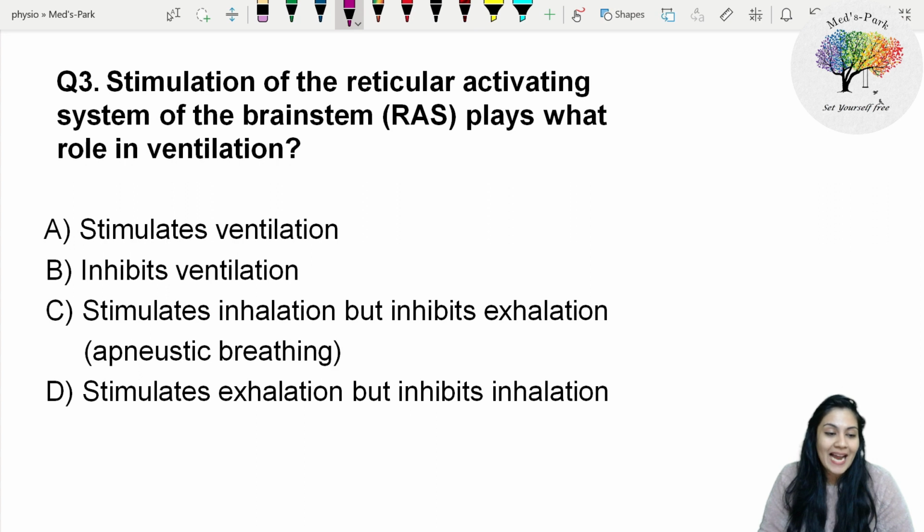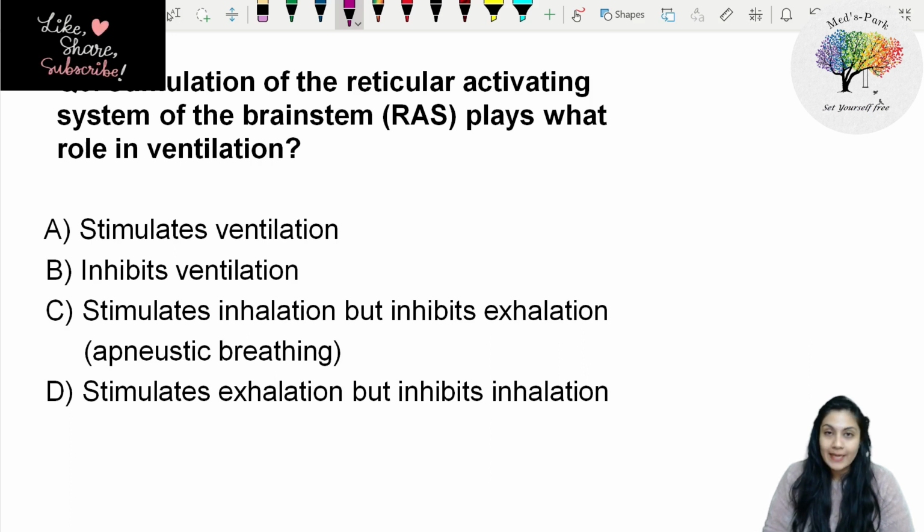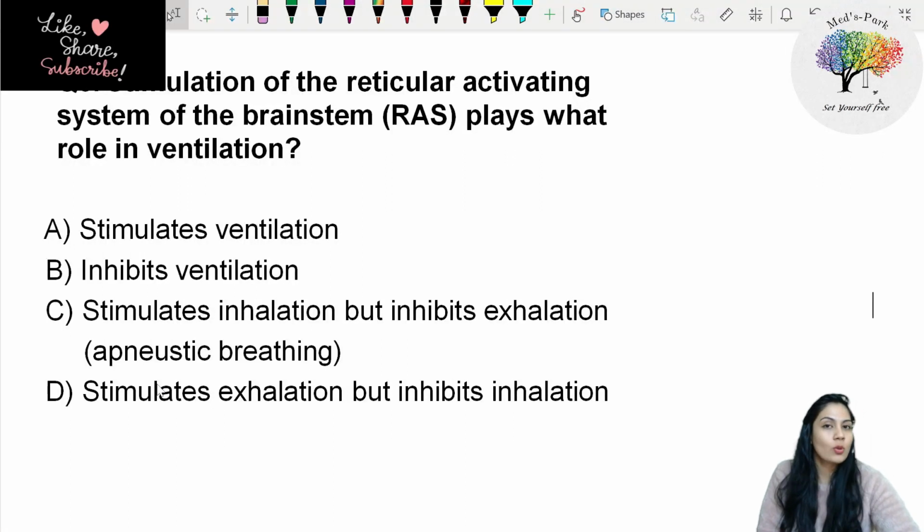Stimulation of the reticular activating system of the brainstem plays what role in ventilation? Stimulates ventilation, inhibits ventilation, stimulates inhalation but inhibits exhalation, that is apneustic breathing, or stimulates exhalation but inhibits inhalation. Now, about the RAS system, I would like to give you a hint: the RAS system is activated when you have to be very, very alert and active. It's when you're under a stressful situation, the sympathetic system will be activated and this RAS will be activated. Now, what will happen if you're under a stressful situation or you need an extra amount of respiration? Please let me know in the comments below.